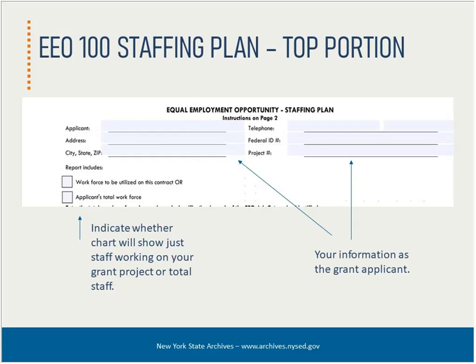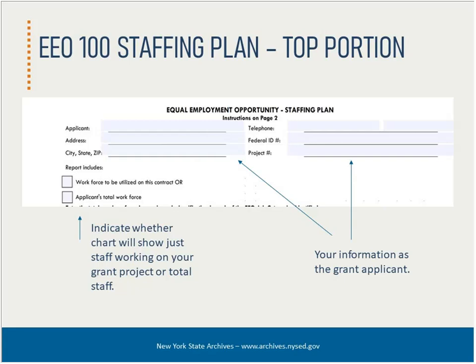you create an application. Below this information are two boxes where you need to indicate which workforce you are supplying data for in the EEO job categories table below. You need to check one of these boxes. The first box is for the workforce that will be utilized only for the proposed project or contract, which is the term the form uses. Check the second box only if you are including data on your total workforce. That would be your everyday staff at your institution.